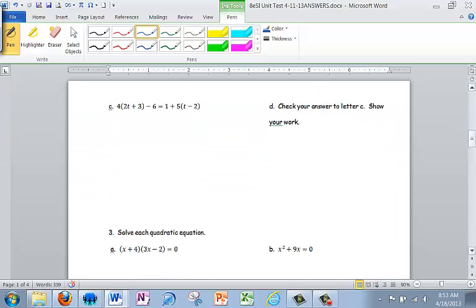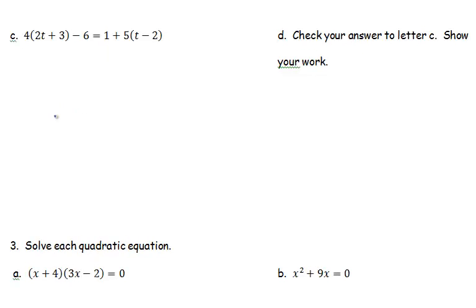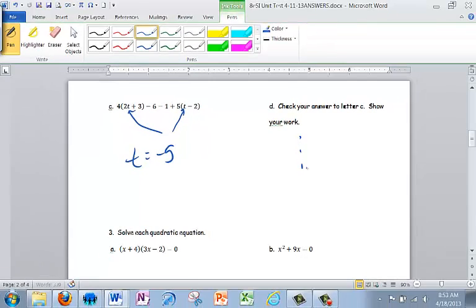Okay, next page. This one is also linear. Distribute, solve, went well for most of you. A couple of mechanical errors. T is equal to negative 5. When you check your work, the idea is to take the negative 5 and plug it in for T in the original problem, and when you finish, of course, you'll show your work. It should come down to something like negative 34 is equal to negative 34. You get a true statement, so therefore you know that it is correct.